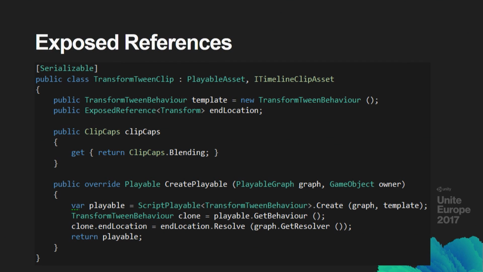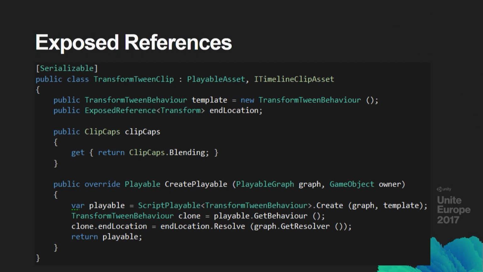Then, whenever we create a playable, we're getting the clone that we've just made of the behavior. So we're creating a playable, and then we're getting the behavior from it. And then the behavior itself needs a reference to that transform in the scene. So it's got a variable itself called end location. And then we assign that by saying the exposed reference end location dot resolve. And the resolver that we use is the one that belongs to the graph. So I know that's a bit difficult to get your head around, but basically, just copy those lines.